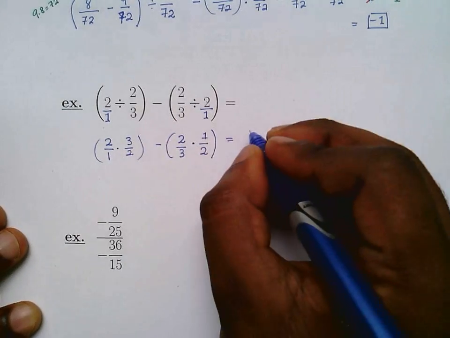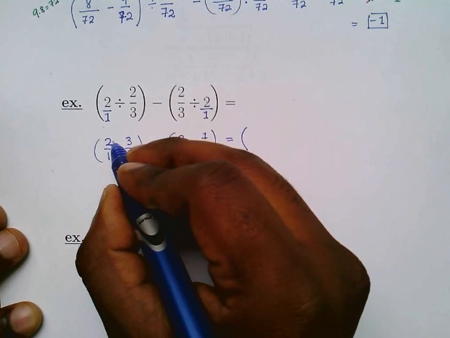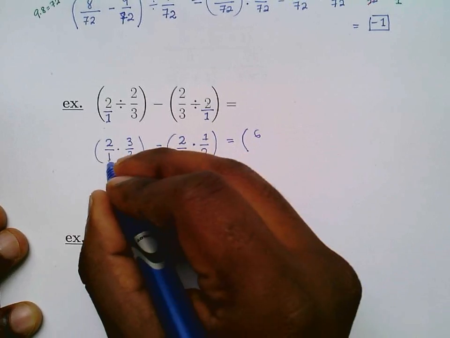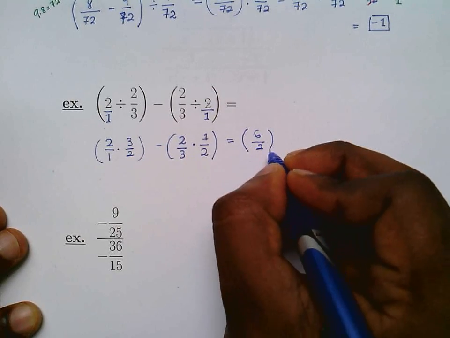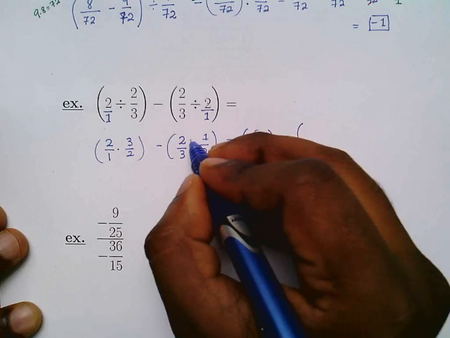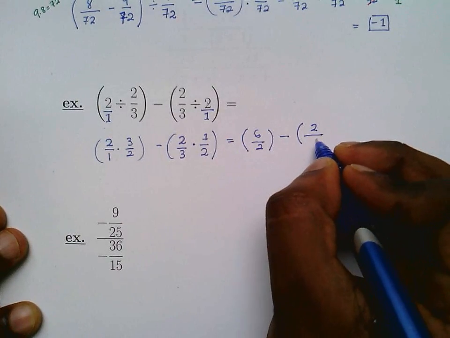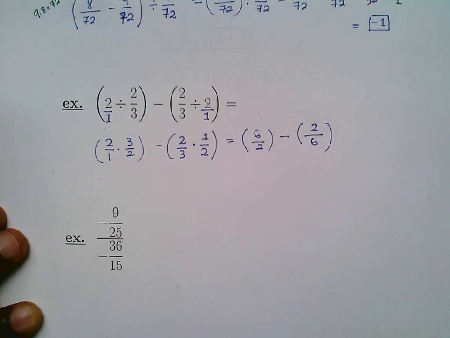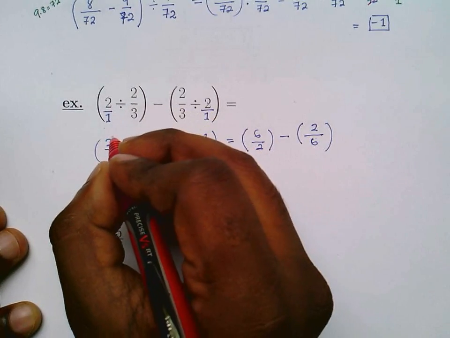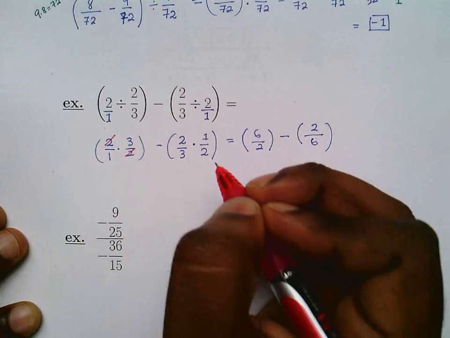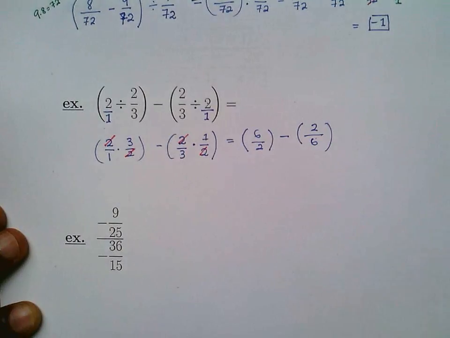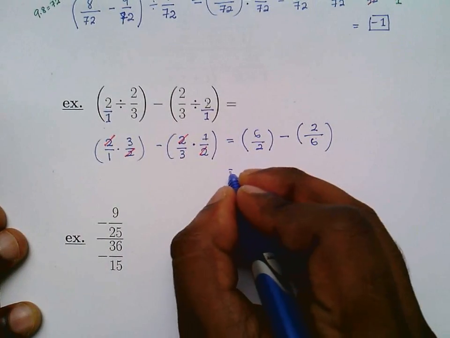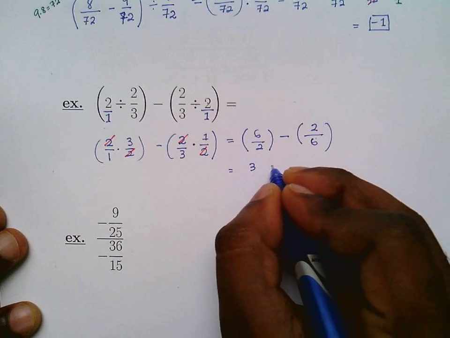So now it's just a multiplication, so 2 times 3 is 6, 1 times 2 is 2, minus 2 times 1 is 2, over 3 times 2 is 6. Now I could have done this, which is easier. I just realized that you can just cross this off, and you can just cross this off, and you should end up with 3 minus 1/3.